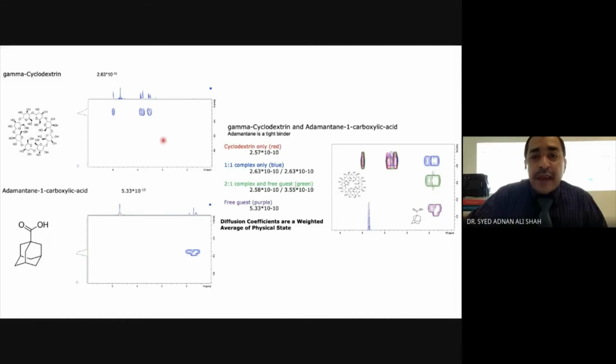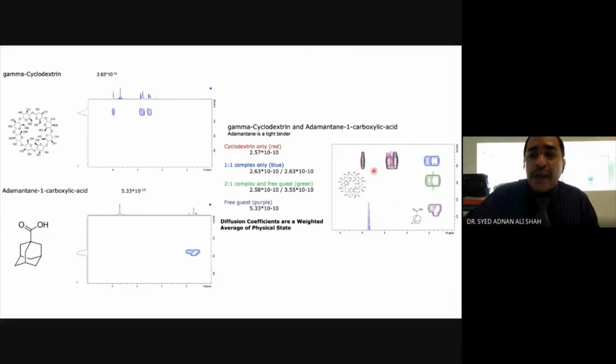So here are gamma cyclodextrin and adamantane-1-carboxylic acid. This is the spectrum of gamma cyclodextrin. This is the spectrum of the adamantane. Once these compounds are mixed together, they form a complex between the cyclodextrin and the adamantane, and it can be easily investigated through the DOSY spectrum. This one indicates the adamantane. This one is the signal for the cyclodextrin. And in the 1:1 mixture, the extra signal in green is this one, which shows the complex formation between the cyclodextrin and adamantane.